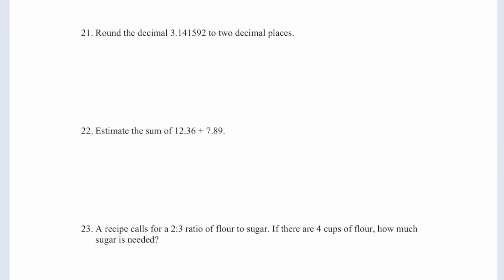So now round the decimal 3.141592 to 2 decimal places. So this would be 1 decimal place, this would be 2 decimal places. Now the number after that is 1, so we don't round up, we round down. If it was 5 or higher, we would round up. If it's 4 or lower, we round down. So the answer is 3.14.